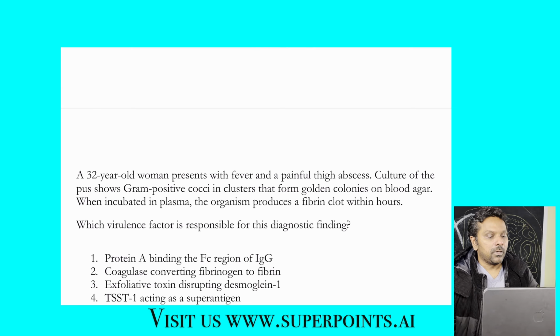A 32-year-old woman presents with fever and a painful thigh abscess. Culture of the pus shows gram-positive cocci in clusters that form golden colonies on blood agar. When incubated in plasma, the organism produces a fibrin clot within hours. Which virulence factor is responsible for this diagnostic finding? All right, go ahead and find your answer here. This is actually very, very easy. If you just read the question, you can easily answer it.